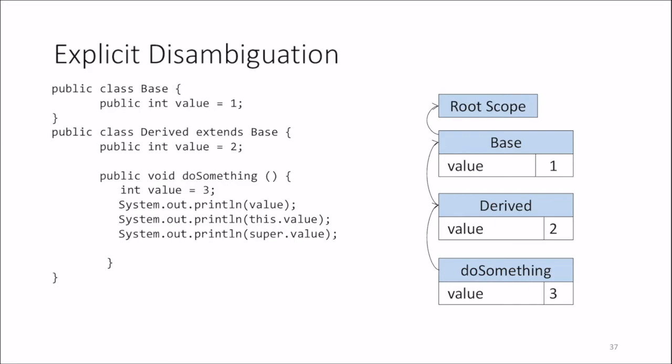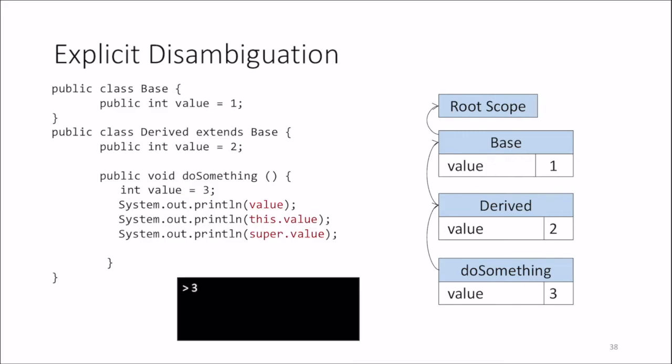Let's look at an example here. There's a base class with the value 1. There's a derived class with the redefined value 2. And then inside this function do something, there's another value 3. When you print value, the first thing it prints is 3, because that's a definition in local scope. If you print this dot value, it's using the variable that's defined in the object, so it would print 2 because it's explicitly using the class variable. And if I use super dot value, it's going to look at base, and inside base, look at the variable value and print out 1.